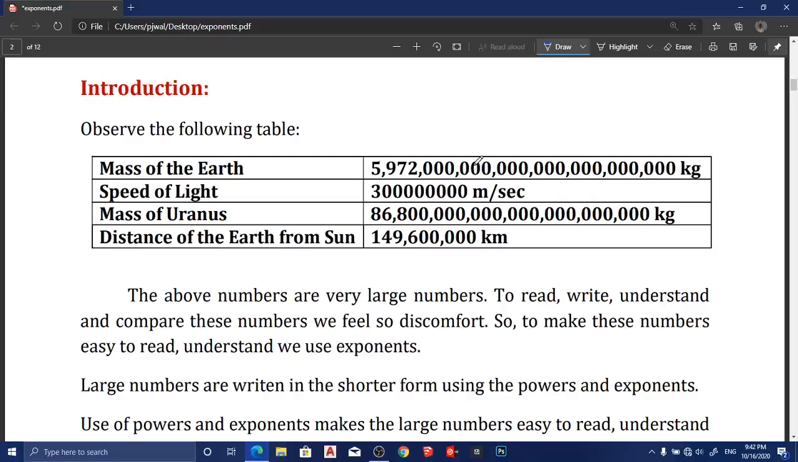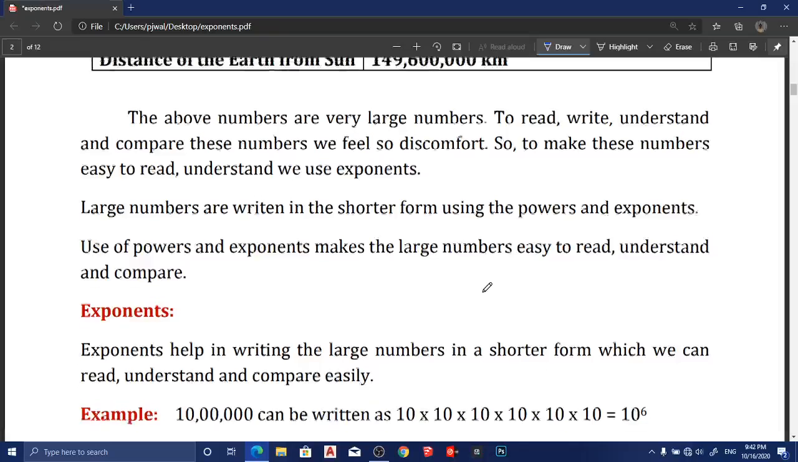So to write these numbers and to understand and to read, we have to write them in a shorter form. Okay, shortest form. To write these numbers in this shortest form, we will use exponents. That's the main concept of this chapter. Okay, to write the larger numbers in a shorter form, we will use the exponents. That is the main use of the exponents.